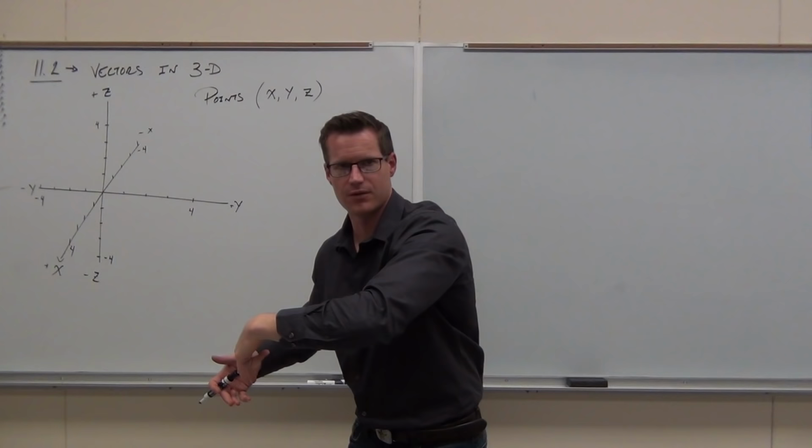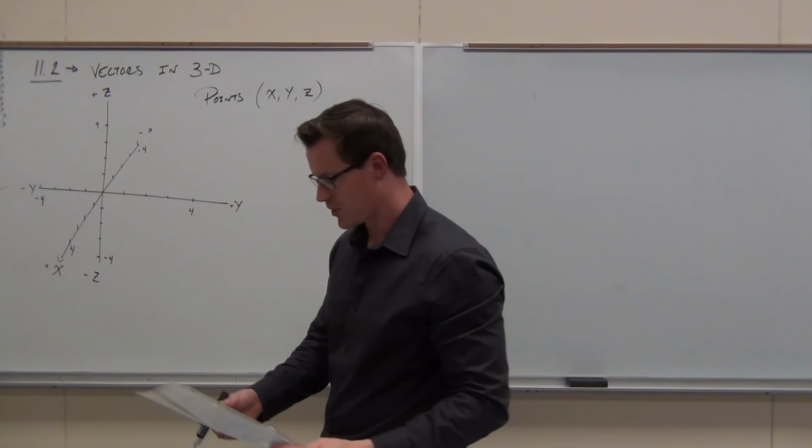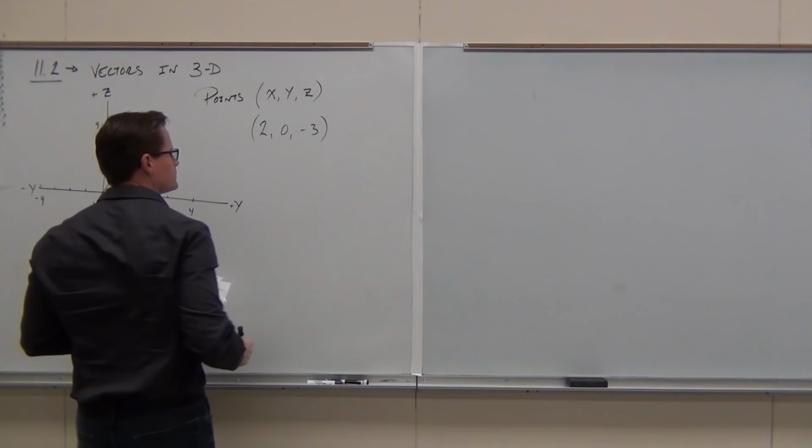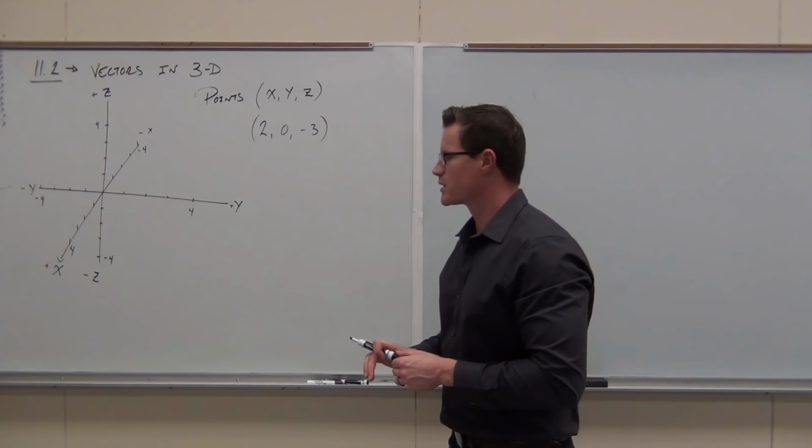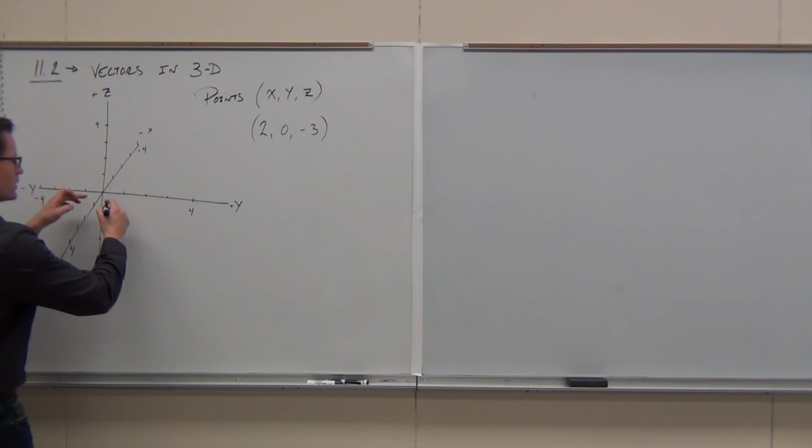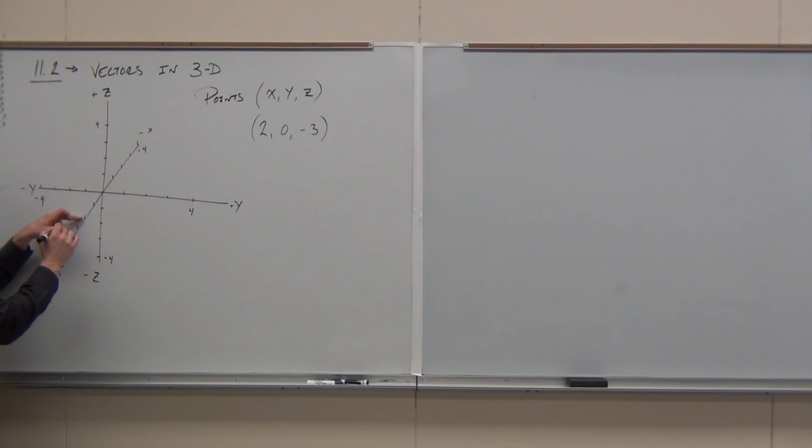So let's try to plot just a couple of them. The first one, I want to plot kind of an easy one. Let's do 2, 0, -3. Okay, everybody, quickly, what is the x coordinate, please? 2. What is the y coordinate? 0. What's the z coordinate? -3. Here's how you do it, it's always that order. So from the origin, we have positive 2, that's here. Y is 0, so we don't go anywhere, and then we drop down how much? -3.